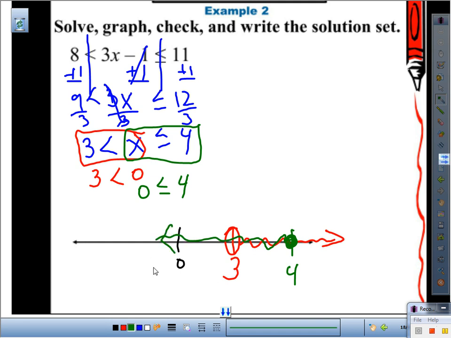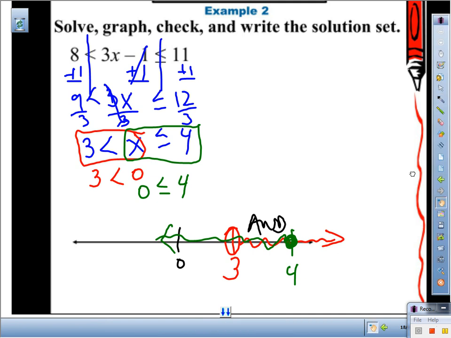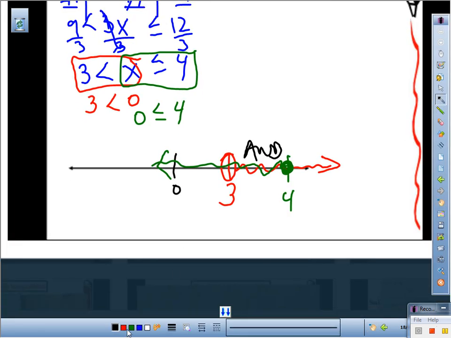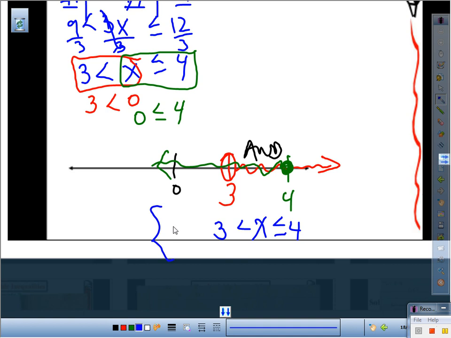And what do you guys notice? This is an and. And to write our solution set, we know that we're using the variable x. It goes there. Dividing point, dividing point. This is an open point. This is a closed point, so I do the equal sign. And lastly, solution set of x such that.